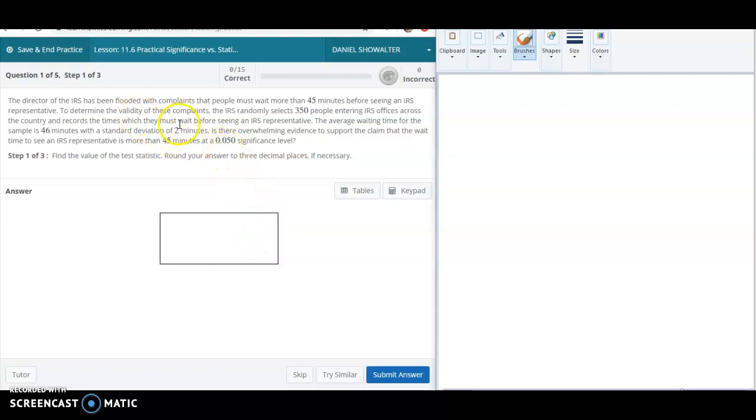Okay, for this question, it asks us to find the value of the test statistic. Test statistic would either be the t, the z, the chi-squared. In this case, the standard deviation is only known for the sample. We don't know the population standard deviation, so we're going to use the t formula, and that is the sample mean minus the null hypothesis mean all over sample standard deviation divided by the square root of sample size. Let me fill those in.